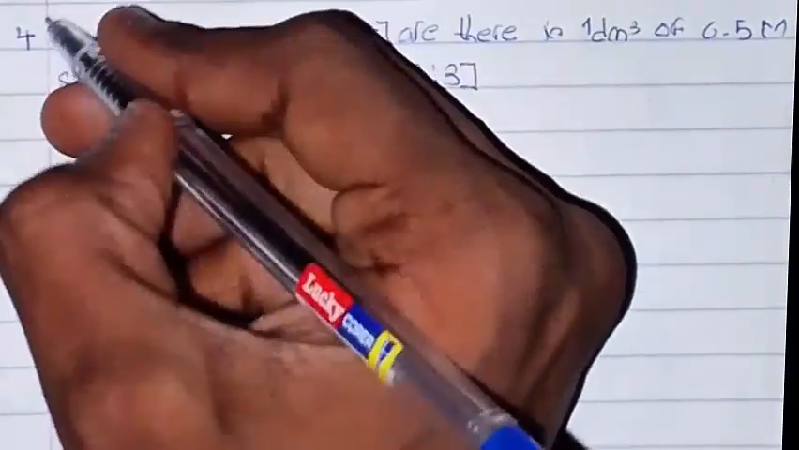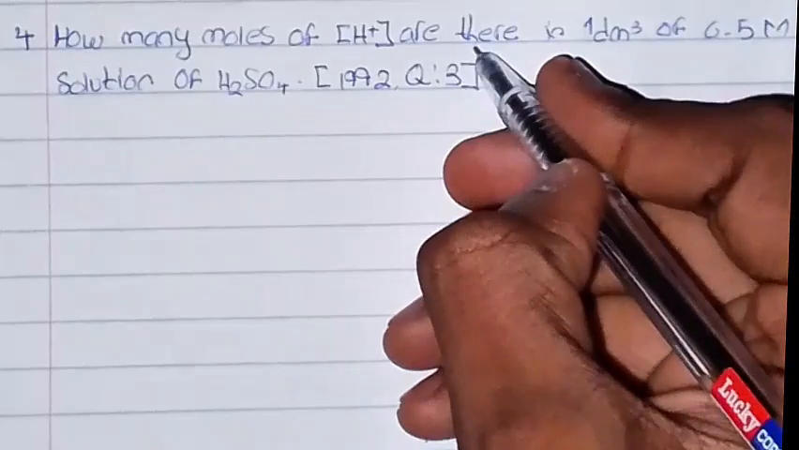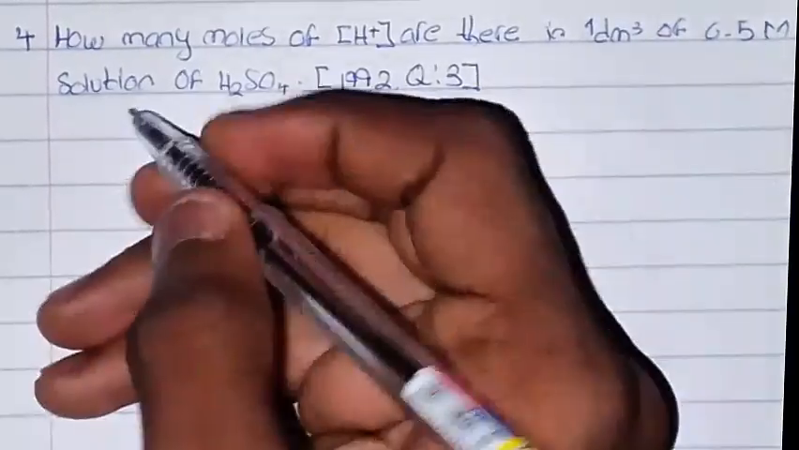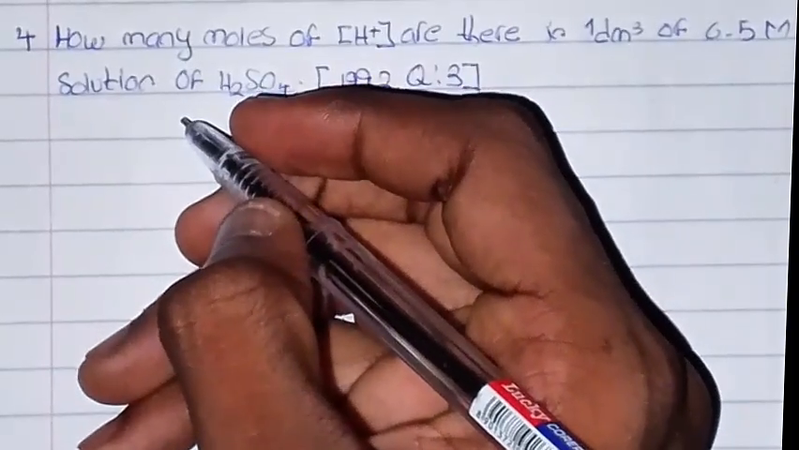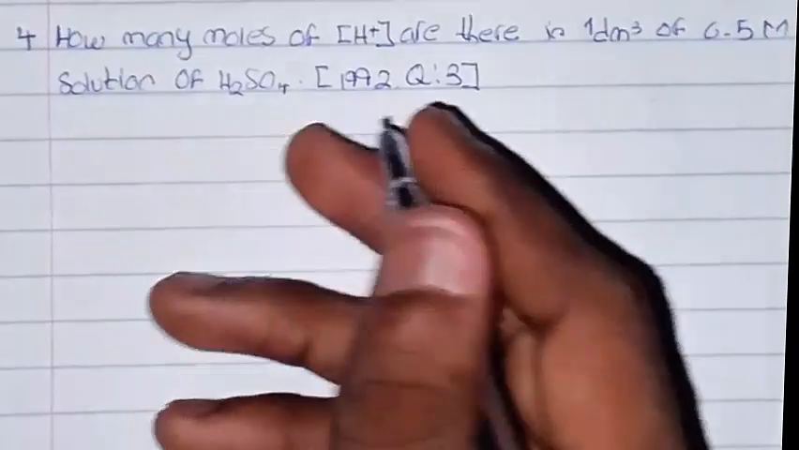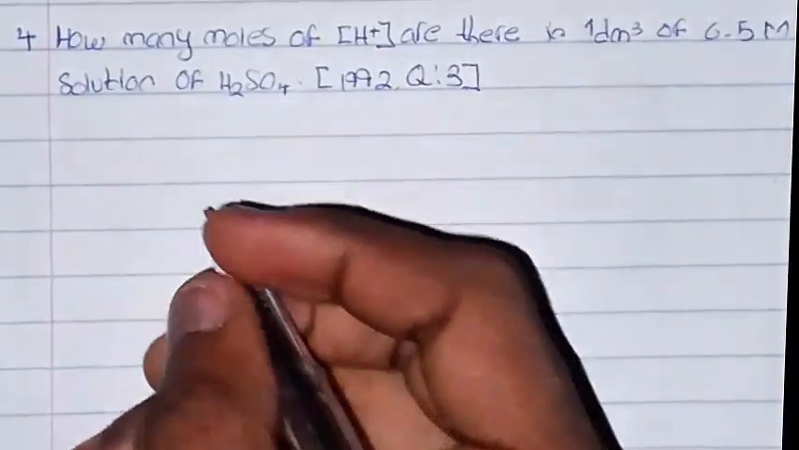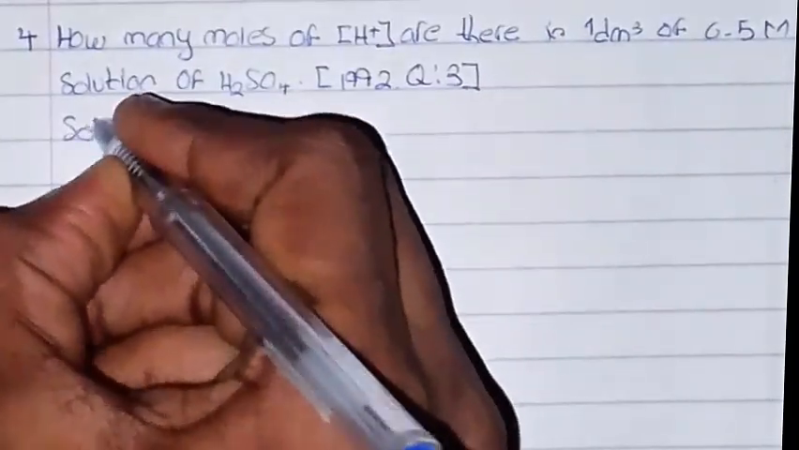Moving on to the next question, question 4. How many moles of H plus, hydrogen ion, are there in 1 dm cube of 0.5 molar solution of H2SO4, which is sulfuric acid? Now, first off, when H2SO4 dissociates, it's going to give us two things, which are the hydrogen ion and the sulfate ion. So we're going to actually write out the equation. All right, so let's go. Solution.